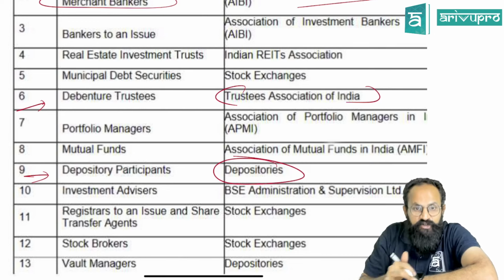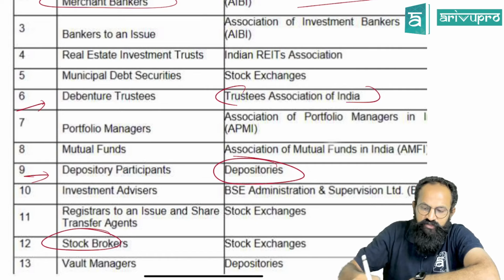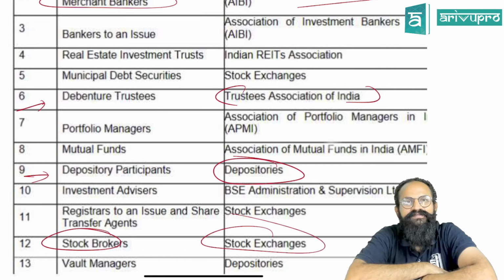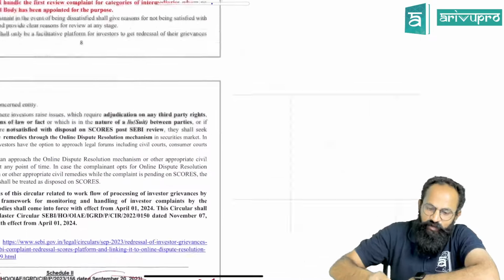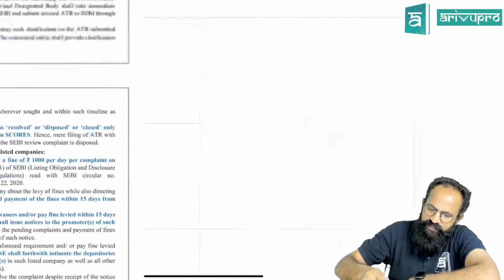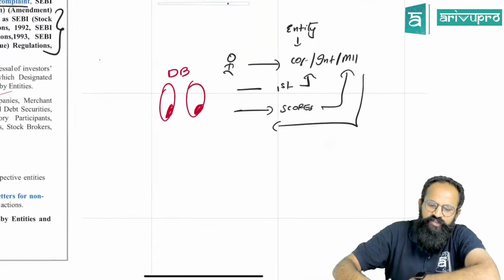Correct? So they have introduced people like this: stock brokers, stock exchanges. That is how they have introduced everyone. Now they are called designated bodies. In our picture, whatever we are drawing, the eyes belong to designated bodies.